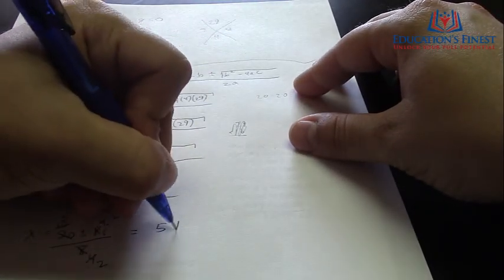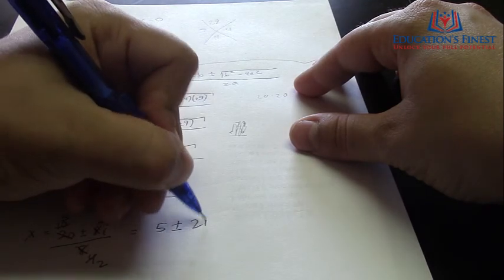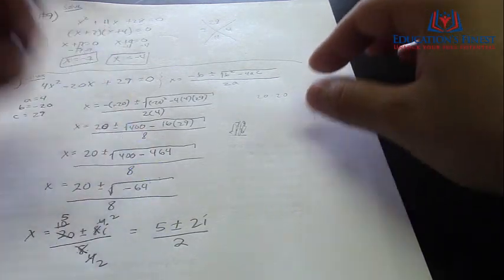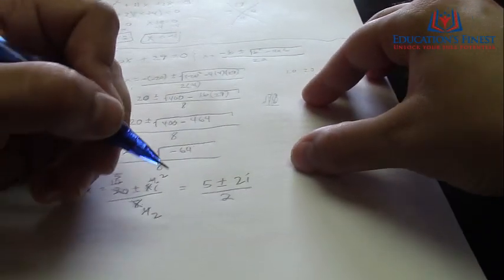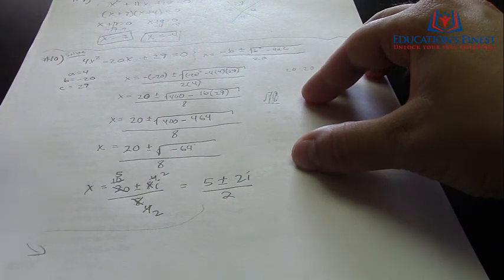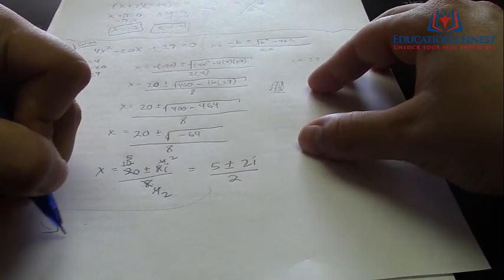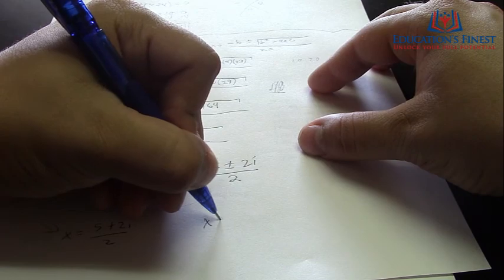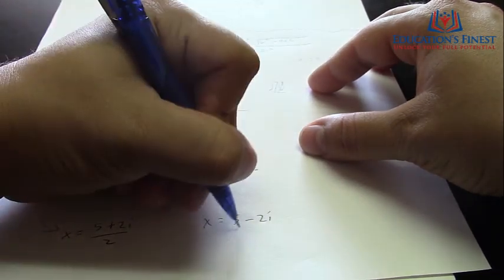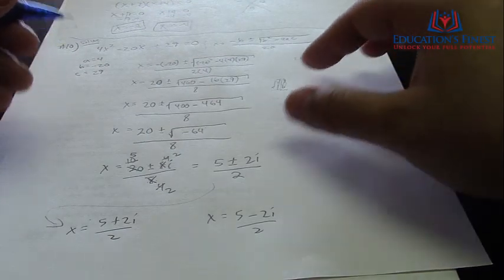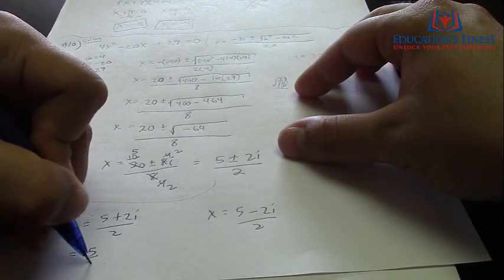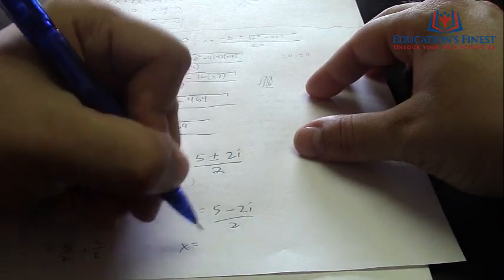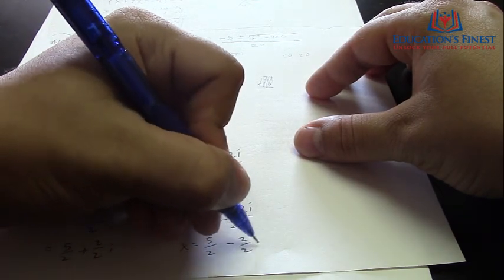Well, we have 5 plus or minus 2i divided by 2. Now, we have to break this guy up now. So how you break it up is, we'll just take it over here. Kind of a long problem, I know. We're going to have x equals 5 plus 2i over 2. And then we'll have x equals 5 minus 2i over 2, okay? And then you just break this up. 5 over 2 plus 2i over 2. And then x equals 5 over 2 minus 2i over 2.